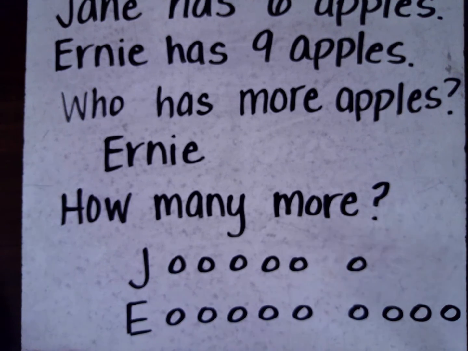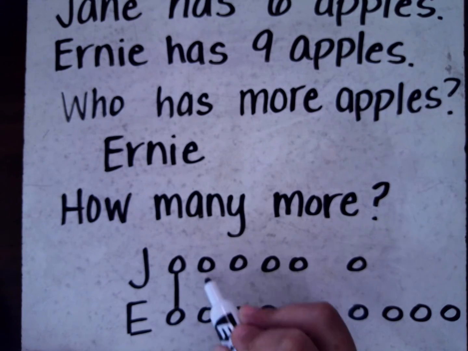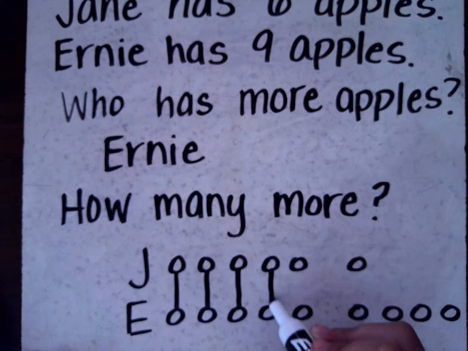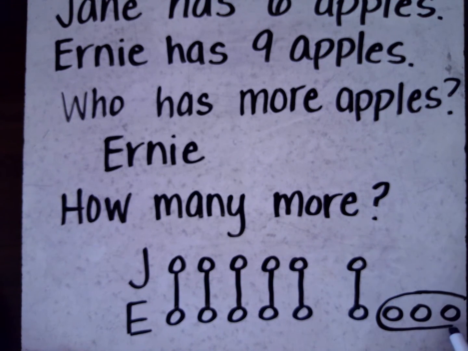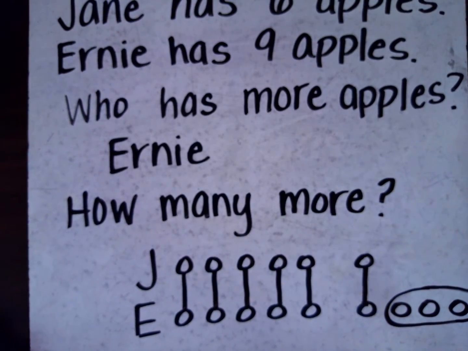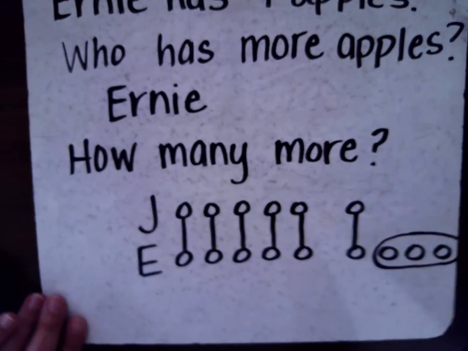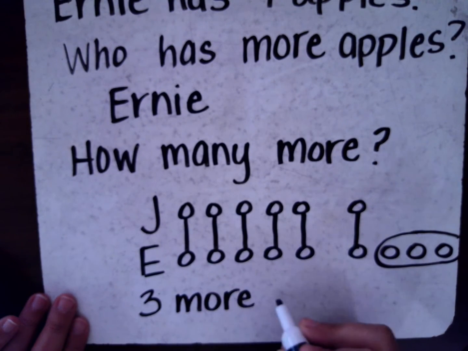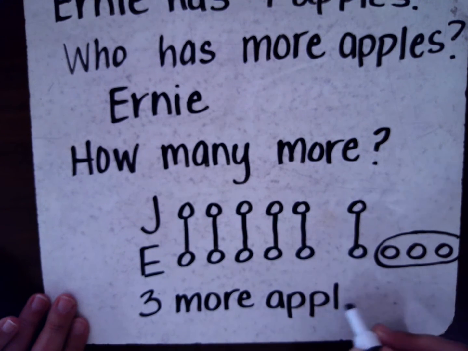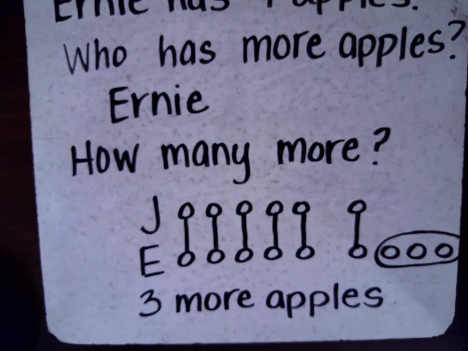Now what I'm going to do is do the matching up. So I have one right here. Those two match, those two match, those two match, those two match, and those two match. So I know that Ernie has more. He has the leftover. How many more I would find out by counting what I have left. So I know that Ernie has 3 more apples. So this is what we call a match-up drawing.